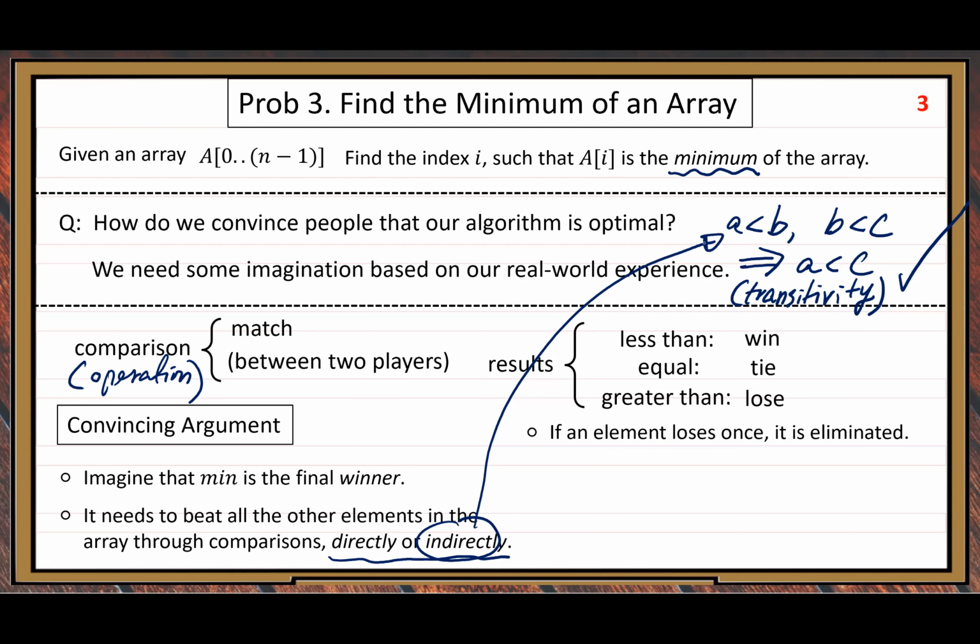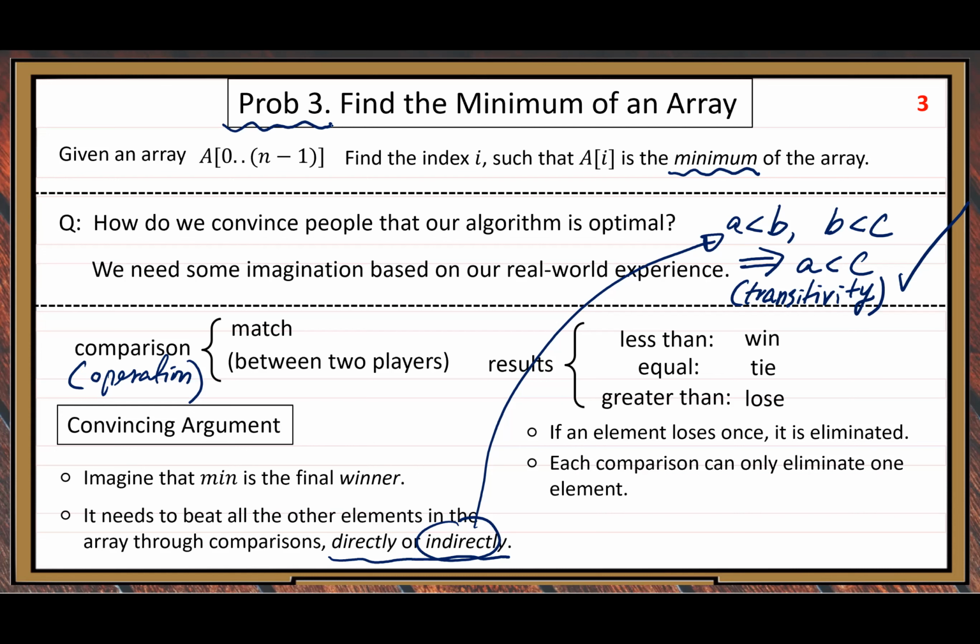If an element loses once, it is eliminated. Because our goal is to find a final winner, right? Our goal in this problem number 3 is to find the final winner, nothing else. Then, if one player loses to anyone, that player must be eliminated immediately. So that's the third statement.